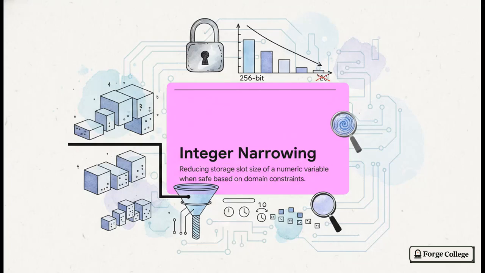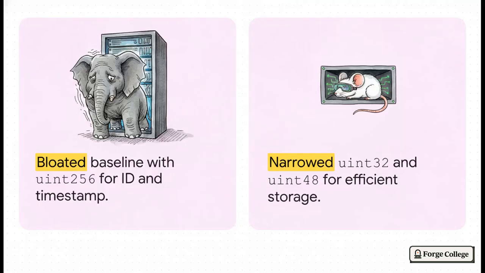This simply means finding variables, things like small counters, simple IDs, or maybe timestamps, and shrinking them down to the narrowest type that's safely possible based on your domain constraints. You definitely don't need a 256-bit integer to count up to 10. This comparison brilliantly illustrates our first makeover.